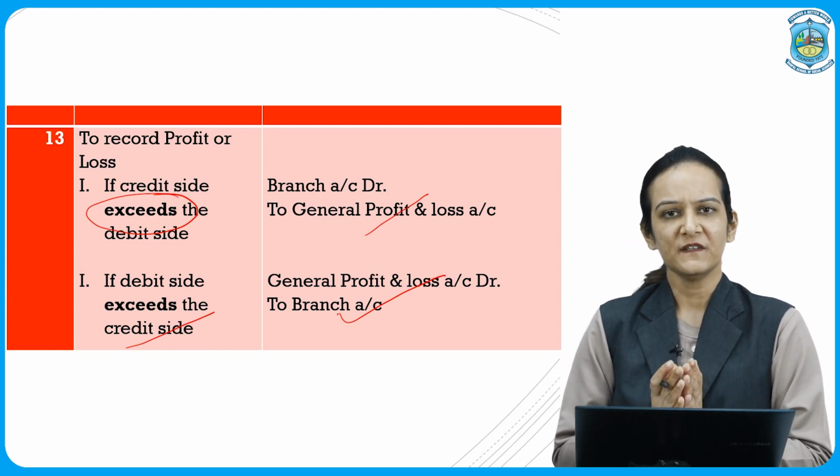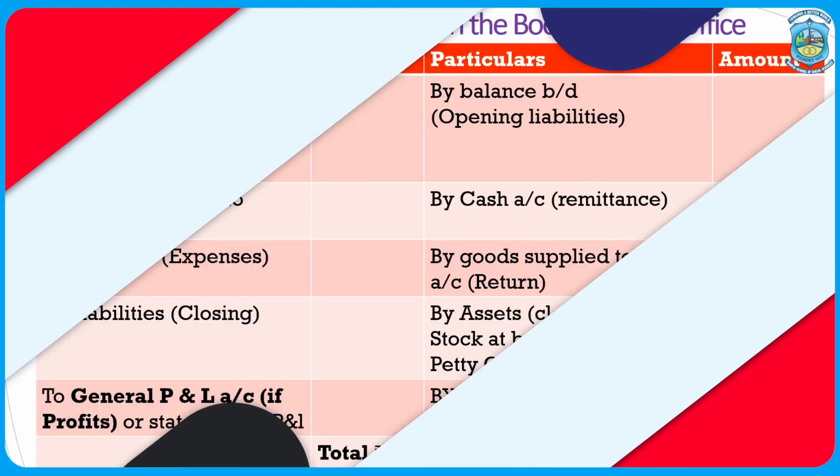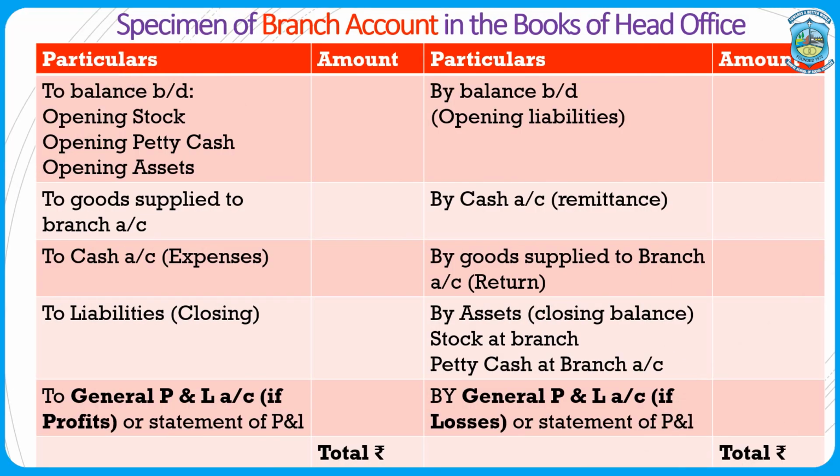Now based upon these journal entries, finally the head office prepares the branch account of every individual branch in its books of accounts. So this is how the branch account looks. This is the nominal form of account. On the debit side all the expenses are recorded, and on the credit side we record all the incomes. The debit side starts off with the opening balances of every individual branch asset, like the opening balance of stock, opening balance of petty cash and opening balance of any other asset.